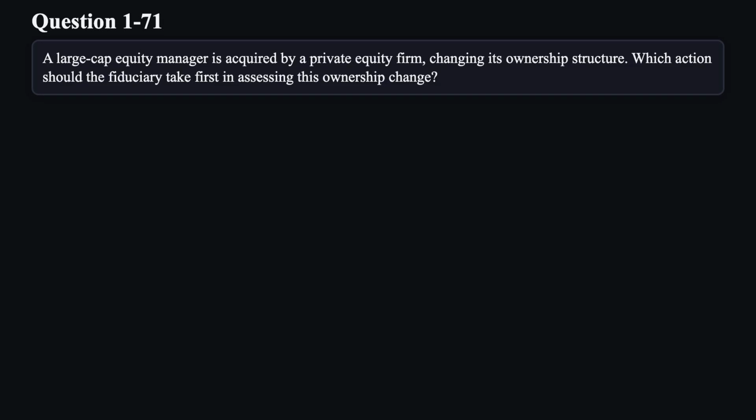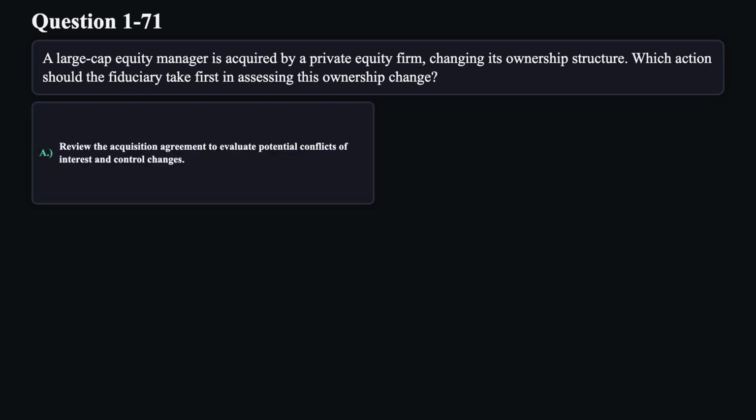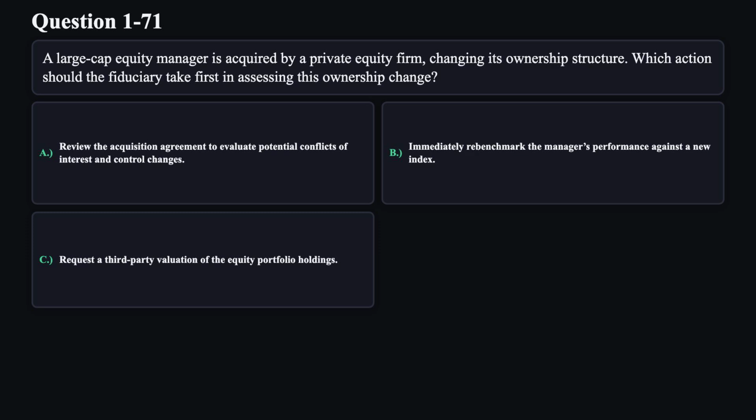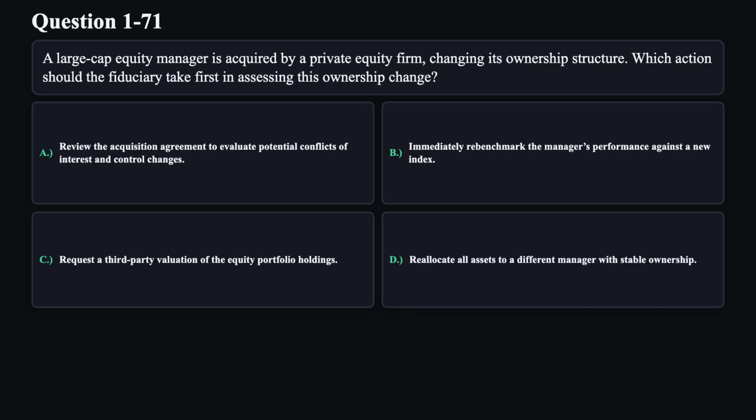Question 71. A large cap equity manager is acquired by a private equity firm, changing its ownership structure. Which action should the fiduciary take first in assessing this ownership change? A. Review the acquisition agreement to evaluate potential conflicts of interest and control changes. B. Immediately benchmark the manager's performance against a new index. C. Request a third-party valuation of the equity portfolio holdings. D. Reallocate all assets to a different manager with stable ownership.